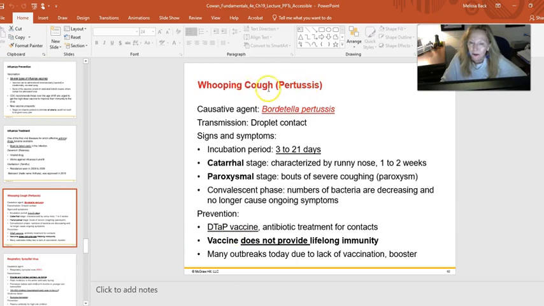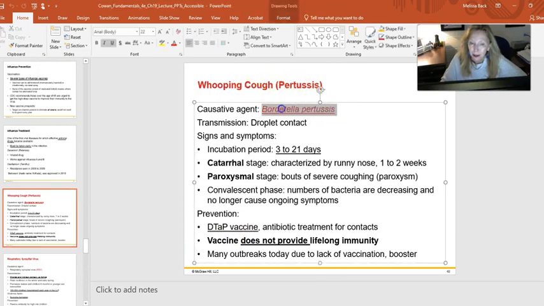Pertussis, whooping cough. This is from a bacterial cause, Bordetella pertussis. We don't see this as frequently in developed countries now because of the vaccine, the DPT, diphtheria, pertussis, tetanus, that trivalent vaccine that's part of the pediatric protocol. We typically only see this in people who have not been immunized, and it does have a fairly significant mortality rate, so we want to prevent this in any way that we can.